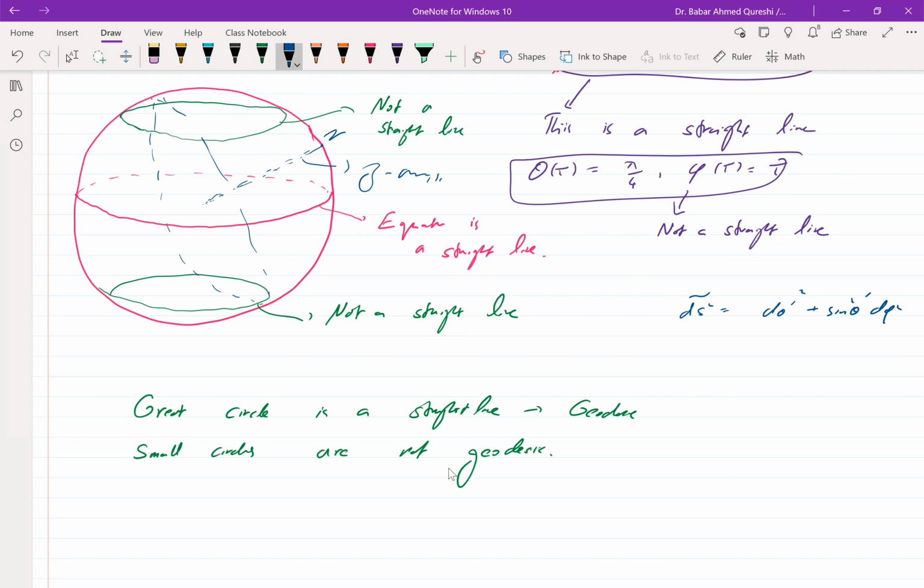That would mean that this new equator, this would be the equator for these new coordinates, will be a geodesic. So that shows that all great circles are geodesics by the symmetry. All great circles are geodesics, but none of the smaller circles are geodesics.